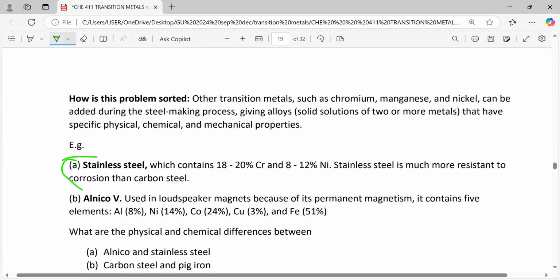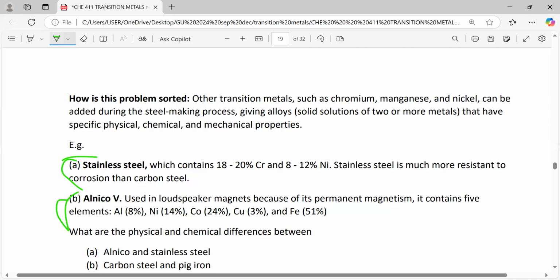Or we can add aluminum, nickel, cobalt, and copper in those ratios to form what? Alnico, which is used as a magnet for electronics, that is speakers. Then we can actually see the differences in chemistry of our alnico and stainless steel. What is the difference between alnico and stainless steel?